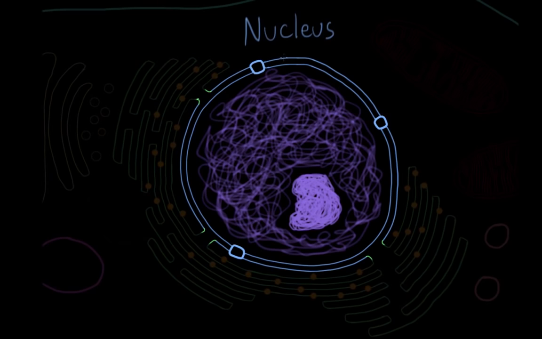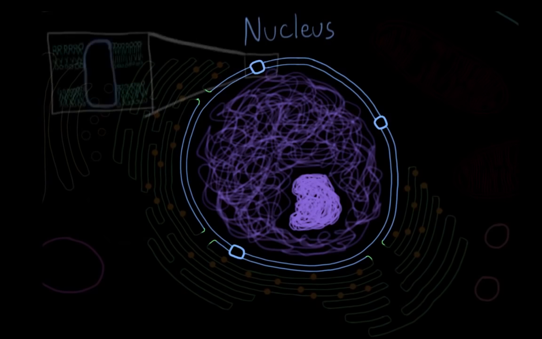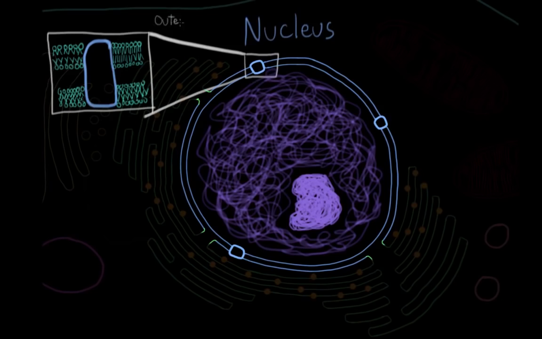But what is the structure? Let's look at the outside of the nucleus first. The nucleus is surrounded by two separate membranes, an outer membrane and an inner membrane. And let's look at this structure up close. So we have an outer membrane and we have an inner membrane.